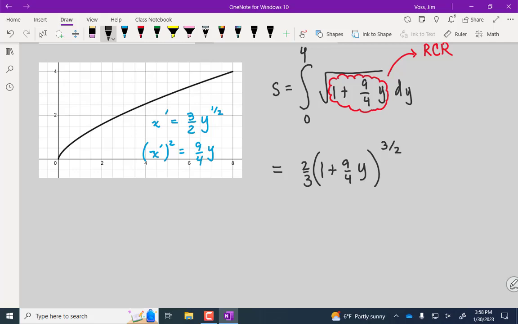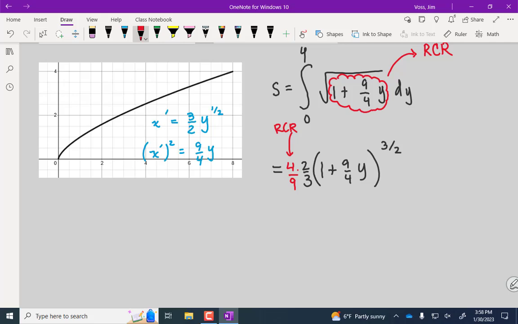Now, how do we do RCR? Well, what is the derivative of the red stuff? What's the derivative in here? Just 9/4. The derivative is positive 9/4, so we divide by 9/4, which is the same as multiplying by 4/9. So here is the RCR part. RCR is going to be multiplied by 4/9. So that part right there is RCR.